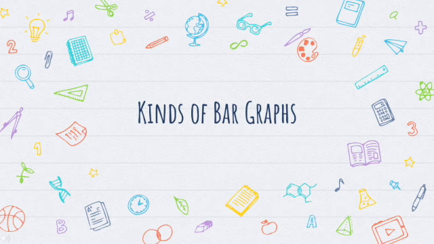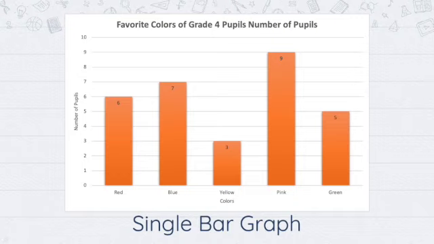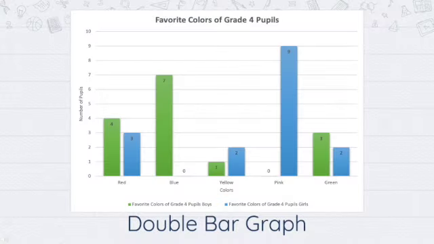There are two kinds of bar graphs. First is a single bar graph. You will know that a bar graph is single because on its x-axis there is only a single column per description. As you remember, it can either be written vertically or horizontally. And the second kind is a double bar graph because there are two columns per description in the bar graph.